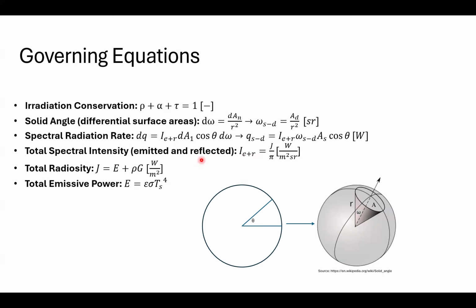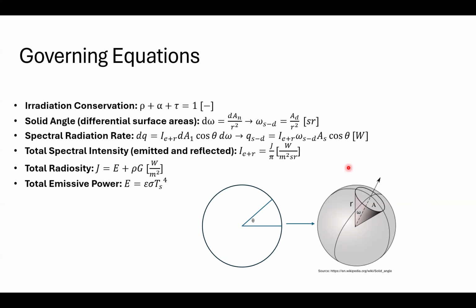And both the emitted and reflected radiation are found in the total radiosity term, which is why it's in the numerator. So we have the total emissive power, E, given by this equation, plus our reflectivity times our surface irradiation. And so looking a little bit more closely at the total emissive power, it is equal to the emissivity times the Stefan-Boltzmann constant. Again, that's just something that's given, times the surface temperature, so the radiating surface temperature, to the fourth power.